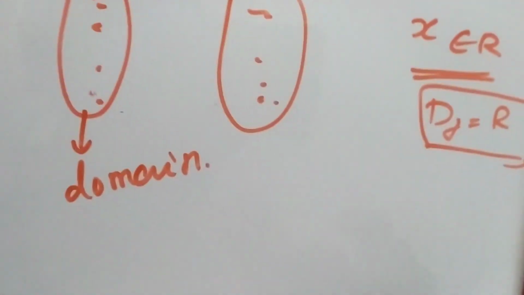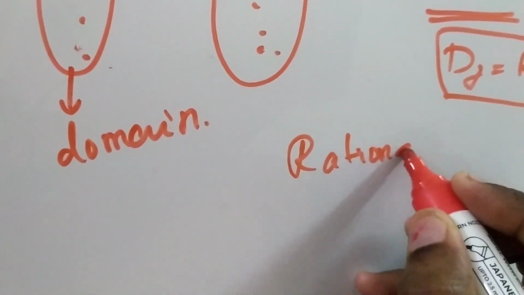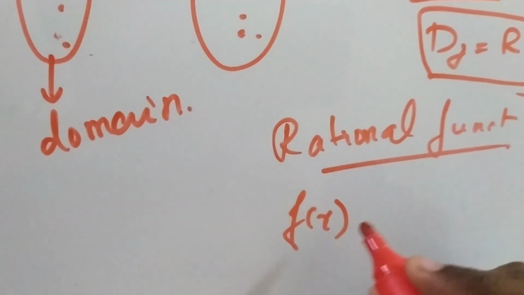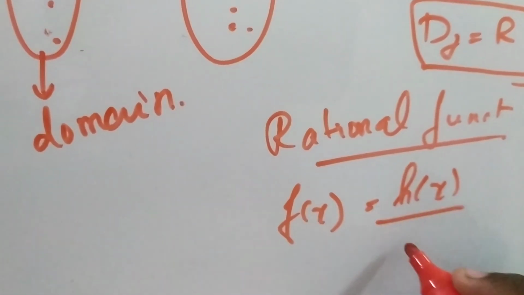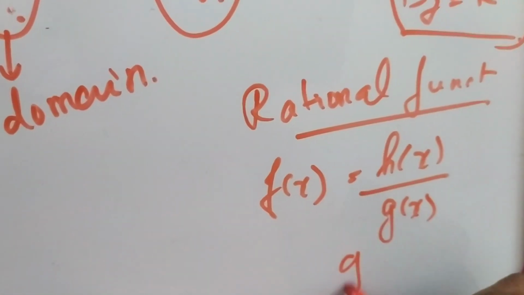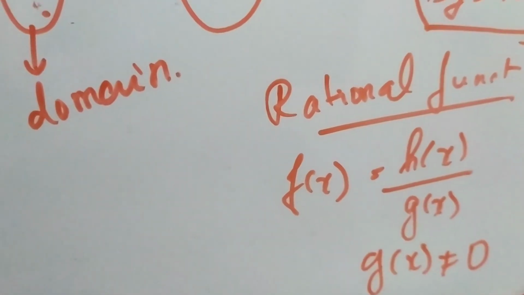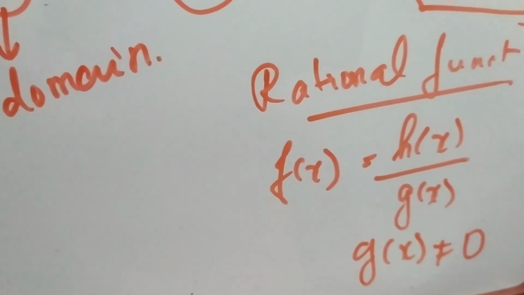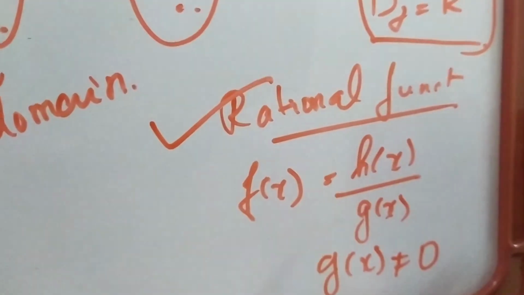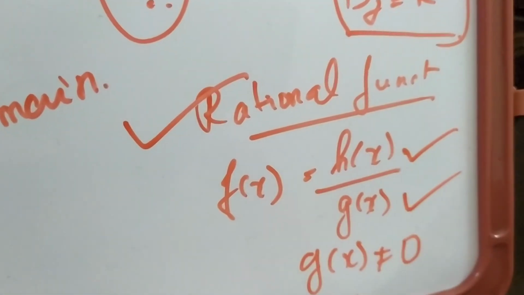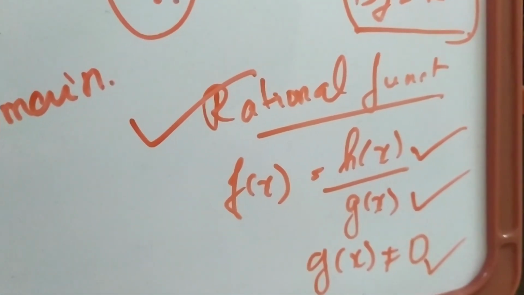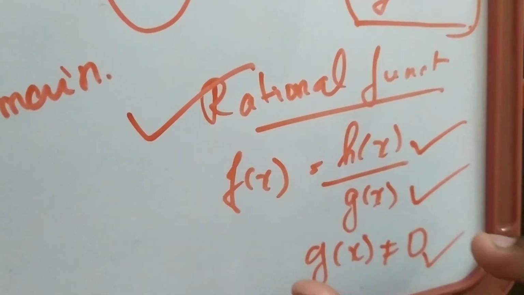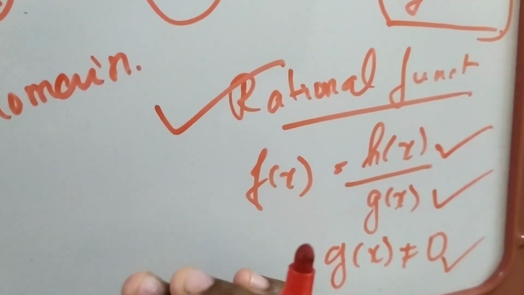Now we are going to see what a rational function is. A rational function has a numerator as well as a denominator, where the denominator should not be equal to 0. If it is 0, it may go to infinity, so it is not valid. We have to take a value which does not satisfy the equation denominator equal to 0. That is what the domain is.